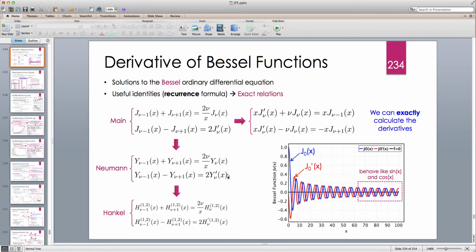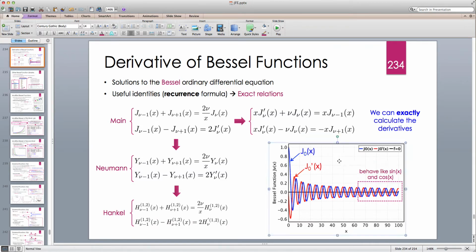And then because Hankel functions were also a linear combination of y nu and j nu, these relations are also correct for Hankel functions. So the derivative of Hankel function 1 over 2 is 1/2 Hankel 1 over 2 nu minus 1 minus Hankel 1 over 2 nu plus 1, all right?